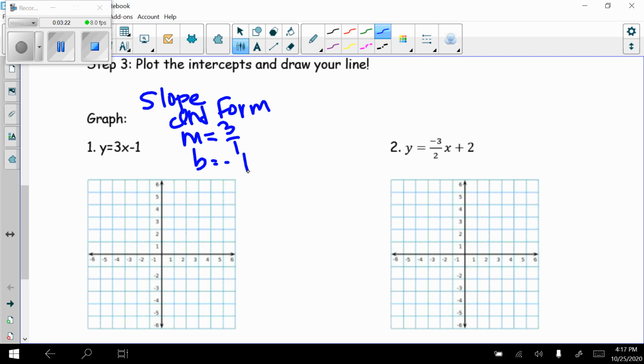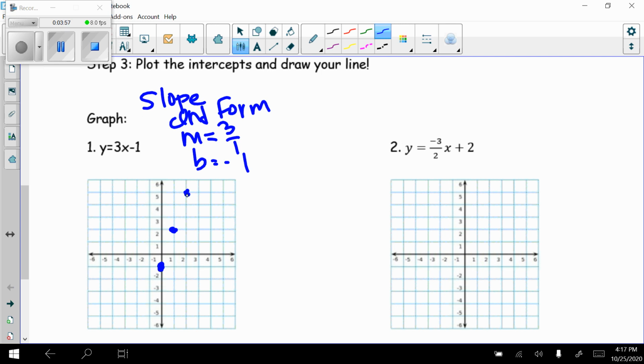So to graph this, we always start out with the y-intercept when we're graphing in slope-intercept form. So my y-intercept was negative 1. So I go to negative 1 on my y-axis. Remember, your y-axis is your vertical axis, and I make a dot. From that dot, I do my slope. My slope was 3 over 1. It's positive, so I go up 3, right 1. So from negative 1, I'm going to count up 3 spaces, and then go over 1 space. And I'm going to continue that until I go off of my graph. So I'm going to go up again 3 over 1.